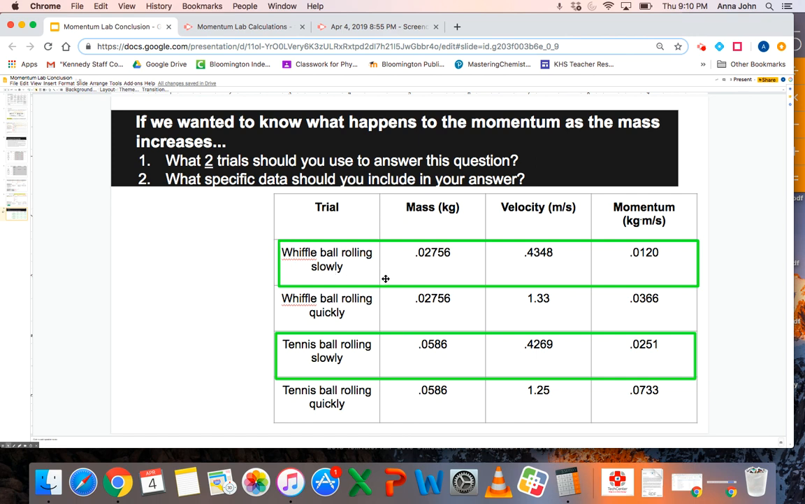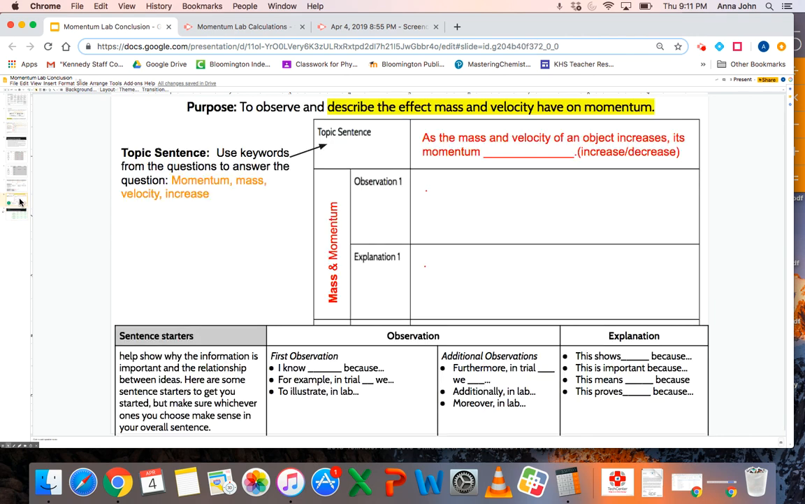So I'm going to use my wiffle ball that rolls slowly, that has a velocity of about 0.4348. And I want to use my tennis ball that rolls slowly that has a velocity of about 0.3. But my masses are different. It's about twice as much, that tennis ball. So when I look at these, I see that my momentum also about doubles. It goes from 0.012 to 0.025. I want to use those exact values in my conclusion sentence, or in my conclusion.